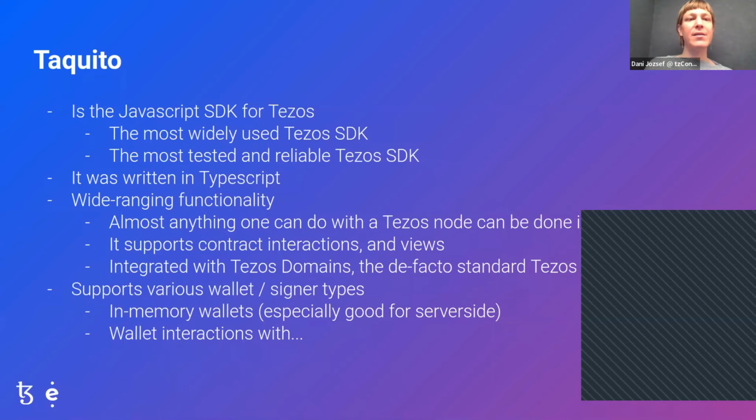Let's talk about Taquito. So Taquito is the JavaScript SDK for Tezos. It is the most widely used Tezos SDK because, of course, if we want anything client-side in the browser, this is what we'll use. So it's the most tested and reliable SDK in the Tezos ecosystem. We really like it. It was written in TypeScript and has really wide-ranging functionality. So pretty much almost anything you can do with a Tezos node, you can do with Taquito.